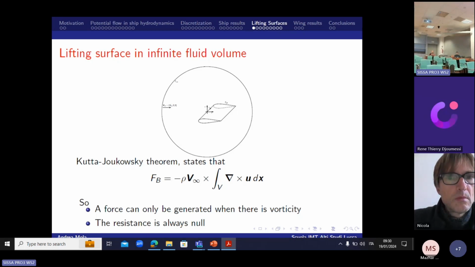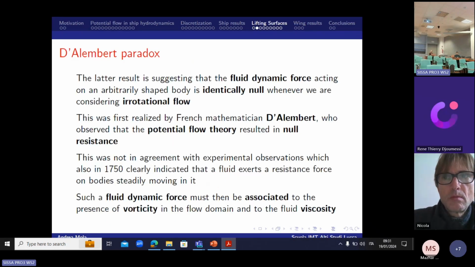There's a theorem by Kutta-Joukowsky that says that if you don't have vorticity, you don't have any kind of force exchanged by fluid and a structure. So we have a nice method that would work quite well as potential, and we are in this paradoxical situation, which is called, in fact, D'Alembert's paradox, in which we can use this model, but we cannot obtain the forces, which is exactly why we were using the model. And this was, of course, not in agreement with experimental observations.